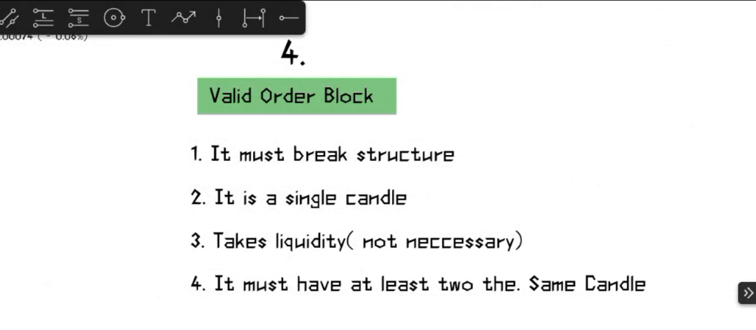Now, to identify a valid or quality high probability order block, it must have these four qualities. If you look at the charts, there are a lot of candlesticks representing order blocks, but the quality of a high probability order block is that, one, it must break structure, it must be a single candlestick, it must take liquidity but not necessary, and it must have at least two of the same candlesticks standing beside each other.